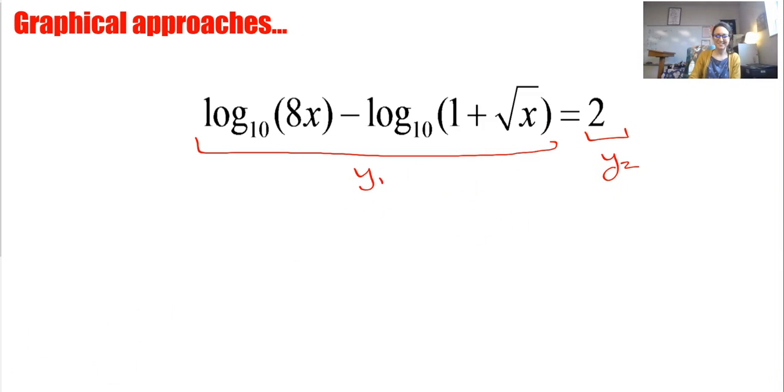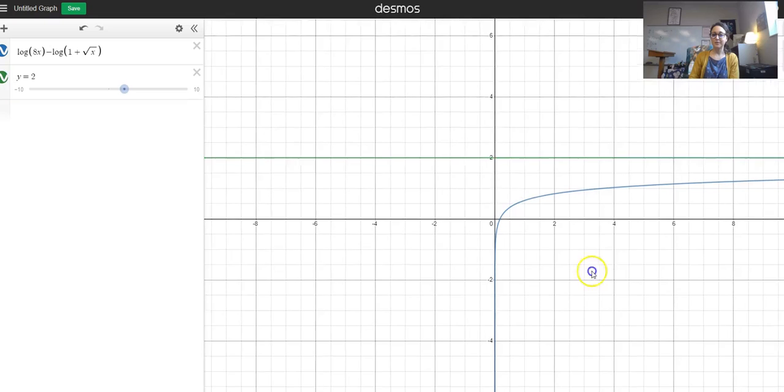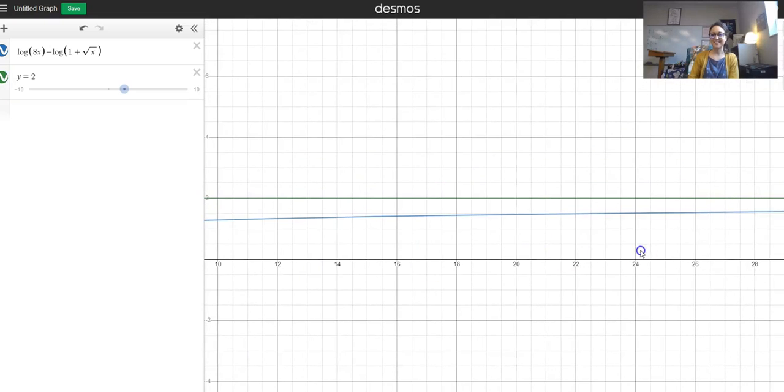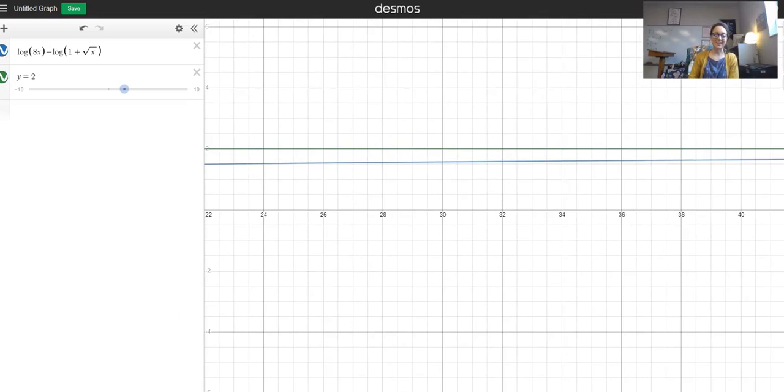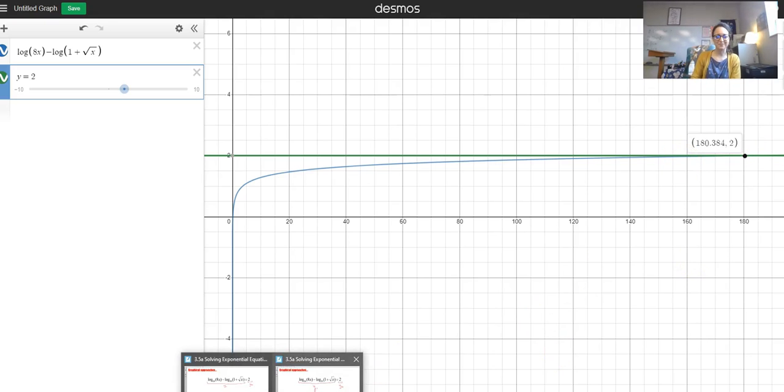So let's go ahead and take a look at Desmos. So I've typed in the left side of the equation into line 1, or on the 84, put it in y1. And then on line 2, I'll graph y equals 2. And what I want to do is I want to see when these intersect. So I can see I need to expand my x's quite a bit. So as I expand here, I went to 200. I can see, here we go. Here's the intersection. 180.384 is my x value, so that would be my solution over here. So 180.384.